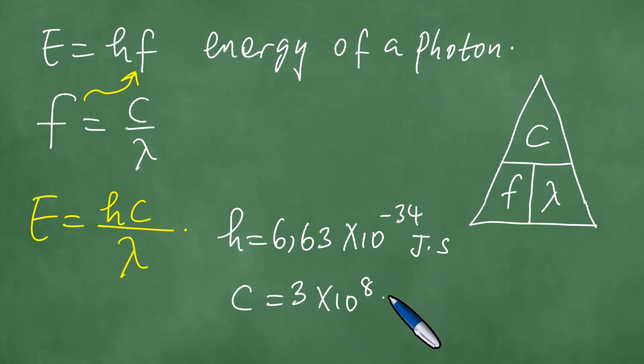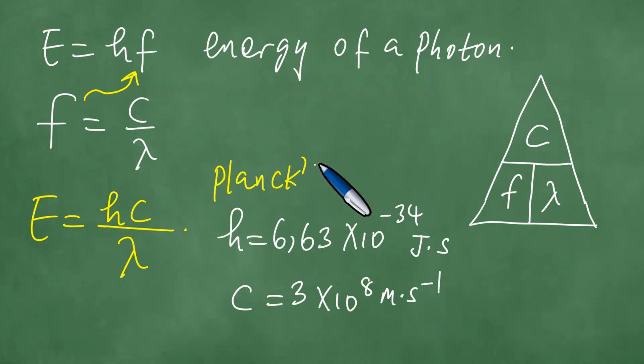Three times 10 to the power 8 meters per second. So this is the speed of the waves in vacuum, the speed of light in vacuum. And this is what you call the Planck's constant. The H is called Planck's constant, by Max Planck. So we continue.